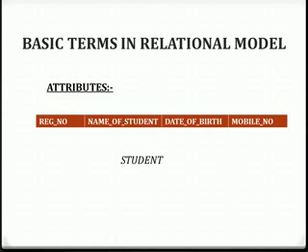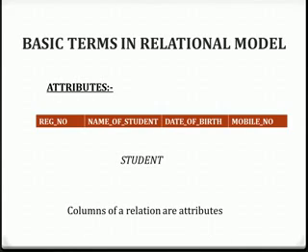So in place of table we will now say relation student. What are the attributes? There are 4 attributes in this particular table: registration number, name of student, date of birth and mobile number. Just keep in mind that the columns of the relation are called attributes.